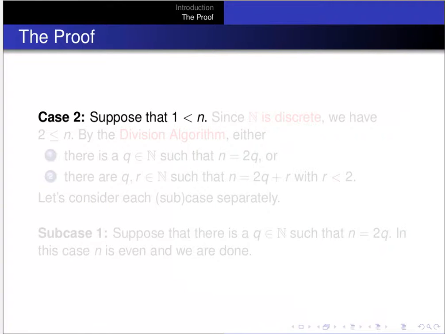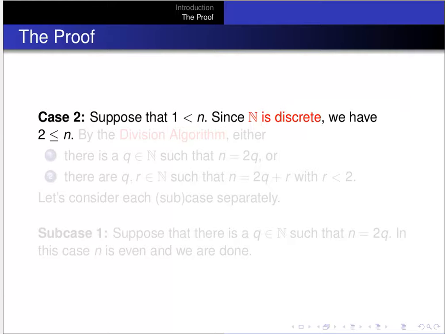Let's look at case 2 of step 1. Here, let's suppose that 1 is strictly less than n. Now, since the natural numbers are discrete, we know that n can't be between 1 and 2. So it could be 2, but it might be bigger than 2. So discreteness of the natural numbers here implies, along with 1 being strictly less than n, that n has got to be greater than or equal to 2.